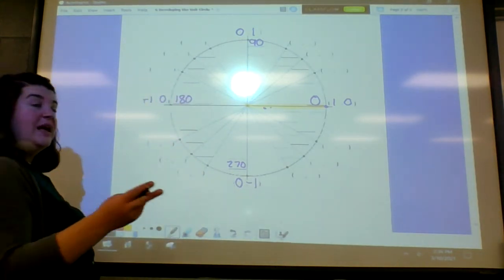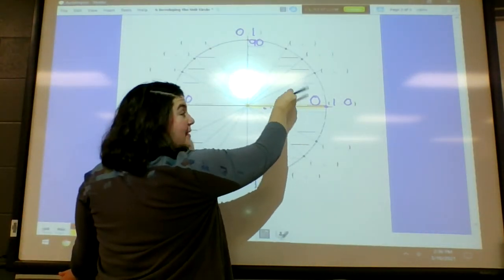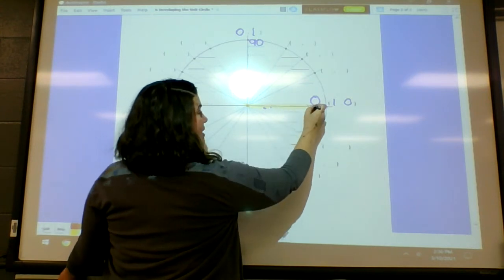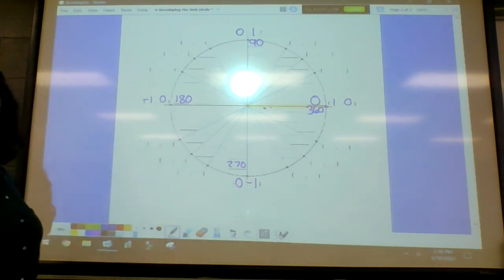And then technically, you can go full circle. If you go the full circle, you end up back at the yellow line, right? But that is technically an angle. That is how many degrees? 360. And once again, you'd be at 1, 0.